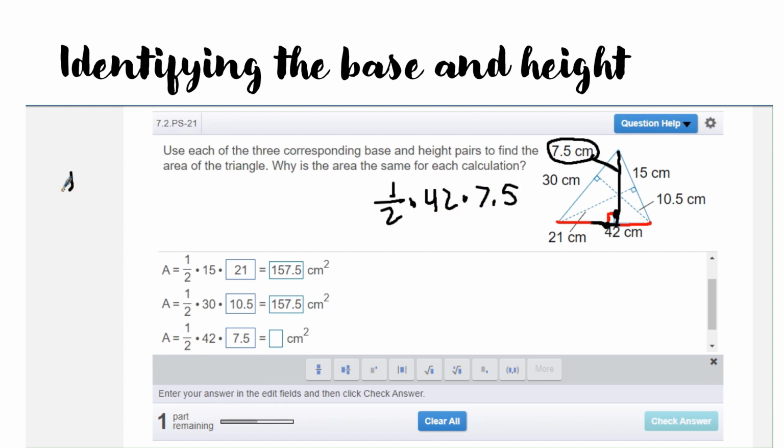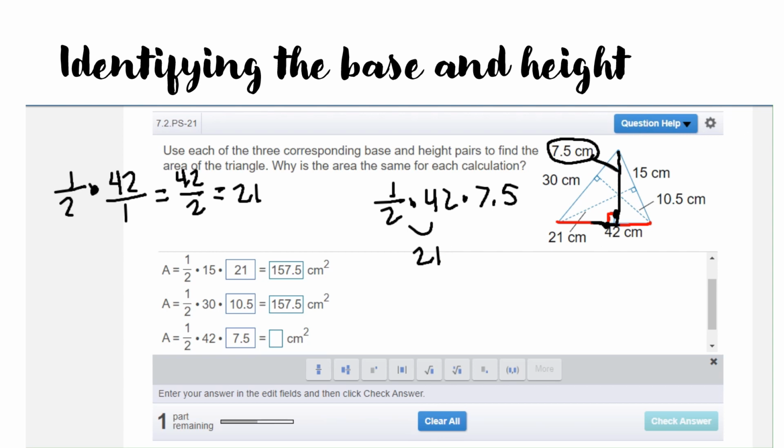If I take half of 42, let's say you don't know what half of 42 is. You can just change 42 into a fraction by putting it over 1 and multiply across. 1 times 42 is 42, and then 2 times 1 is 2. And then this will give us 42 divided by 2 is 21. So half of 42 is 21.